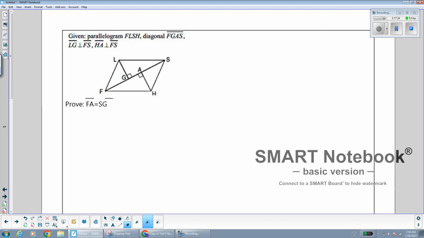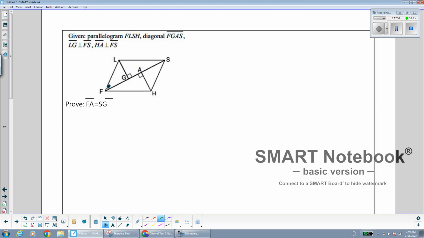I'm going to take a look at my proof statement, and I'm going to try to figure out what I'm focusing on. I also noticed that inside the parallelogram, there's triangles. So I want to figure out which triangles I'm going to be focusing on. And often in quadrilateral proofs, it comes down to proving two triangles congruent, as we've seen in class many times. So I'm looking for two triangles. One triangle should have FA as a side, and one triangle should have SG as a side, because those are the two line segments that I'm trying to prove congruent.